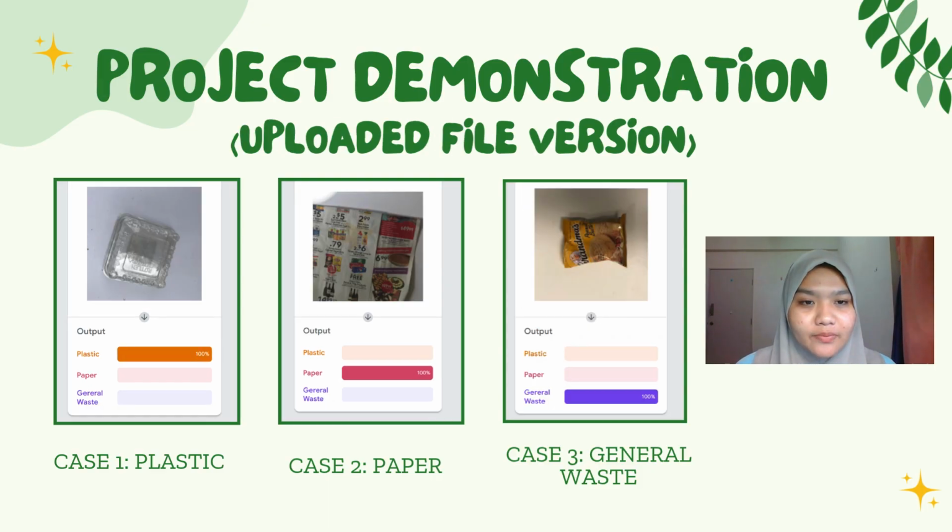Next, for the uploaded file version, you can upload a picture or a file from your laptop or computer, then it will classify which category the item belongs to. For number one, it shows a plastic food container and the output says plastic. For the second one, it's a calendar paper and the output says paper. And the last one is a cheap plastic bag and the output says it's general waste.